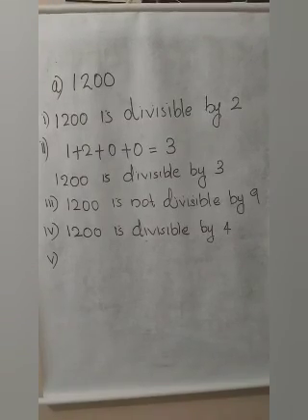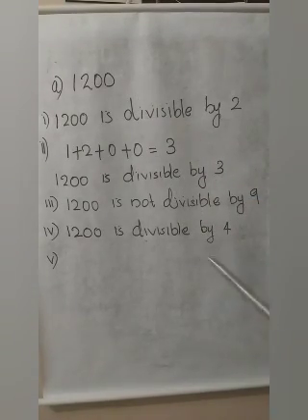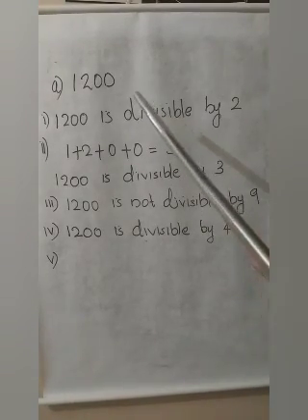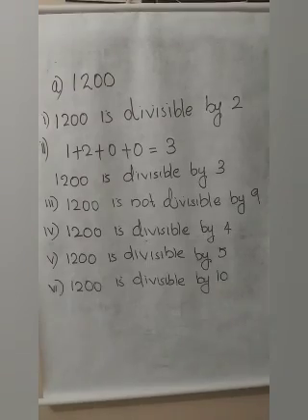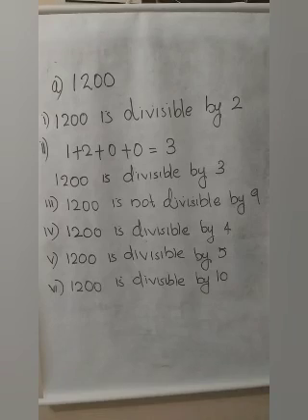Next, the divisibility rule of 5. What is the divisibility rule of 5? If the number is ending up with either 0 or 5, it is divisible by 5. Here the number's last digit is what? 0. So we can clearly say this number is divisible by 5. In the similar way, 1200 is also divisible by 10. Why? What is the divisibility rule of 10? The last number should be 0. That means the digit in the ones place should be 0. Then it is divisible by 10. So we can say 1200 is divisible by 10.